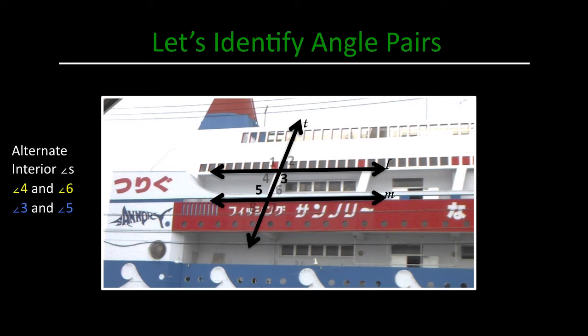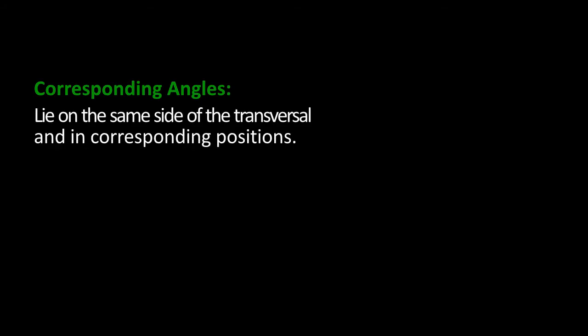Now let's take a look at same side interior angles. I have my angle 4 and angle 5, and angle 3 and angle 6 being same side interior angles. Now moving on, our next one is corresponding angles. So these are the angles that lie on the same side of the transversal in corresponding positions. So this means that the angles are on the same side in exactly the same position.